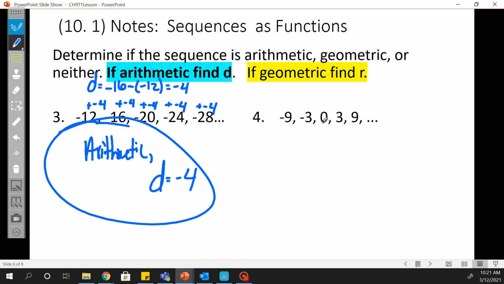It can't be geometric either because how are you going to get 0? You would have to multiply by 0. Well, that would mean that the entire sequence would have to be 0. So that's not okay either. So this is not going to be either type of sequence. That doesn't mean that it's not a sequence. It very well may be, but it's definitely not arithmetic or geometric. It doesn't have a common difference, and it doesn't have a common ratio.